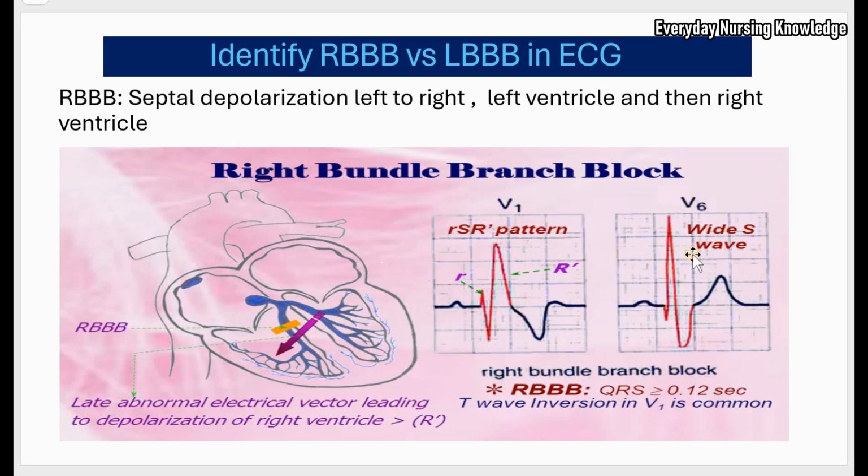Now V6 is located on the left side of the heart. Again, septal depolarization starts from left to right, away from the lead, so it creates a negative wave. Then the left ventricle, a positive wave, and the right ventricle, away from the lead, creates a wide S wave. So in right bundle branch block, V1 gives an RSR pattern. This is also called a bunny ear or M-shaped pattern. In V6, it gives a wide S wave or a W-shaped pattern. And also the QRS will be greater than 0.12 second, or greater than 3 small boxes.